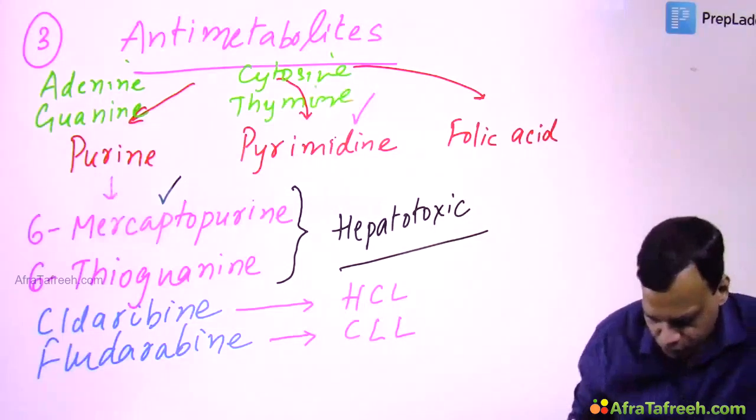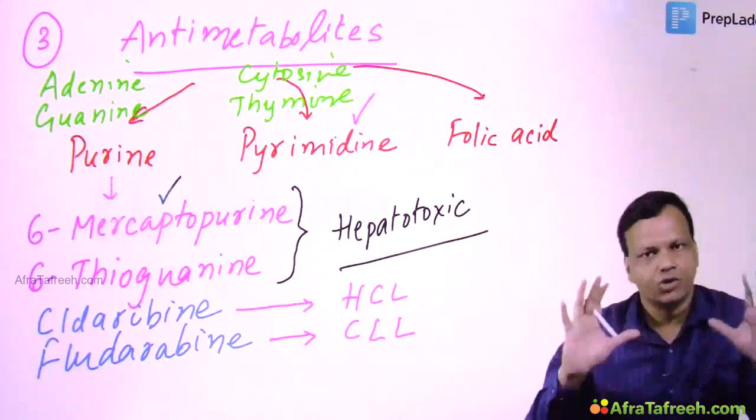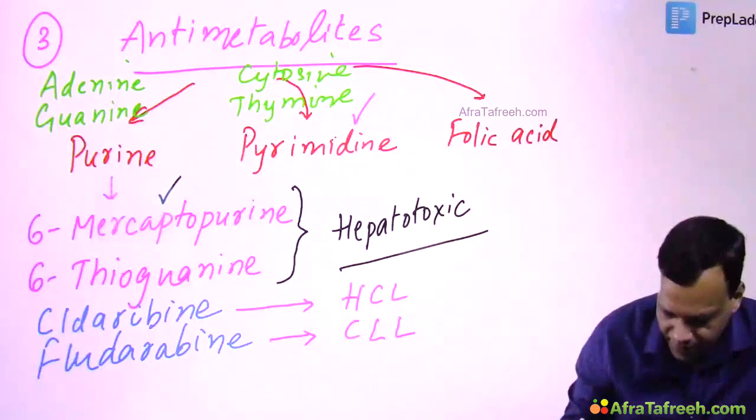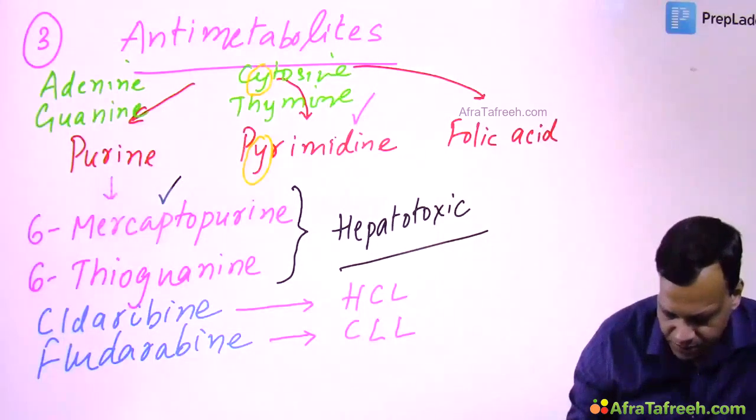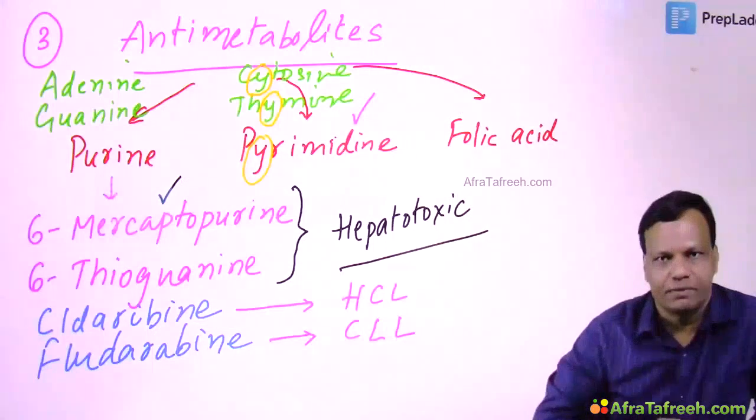Now, if you get confused about which is purine and which is pyrimidine, you can easily remember that pyrimidine contains Y in the name. So, if the substance contains Y, it is pyrimidine. So, cytosine and thymine are pyrimidines. Adenine and guanine are purines.